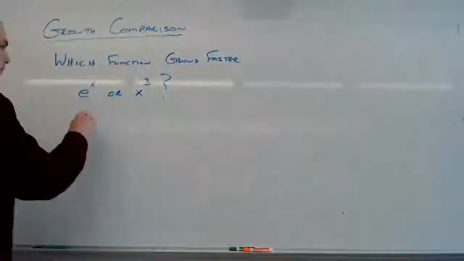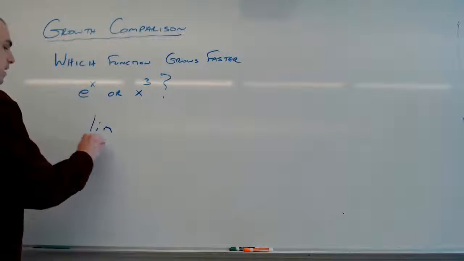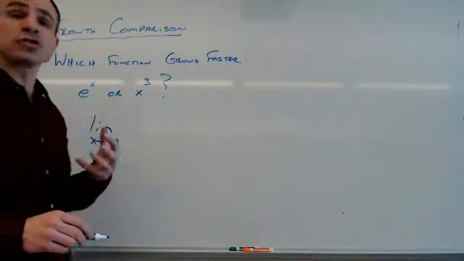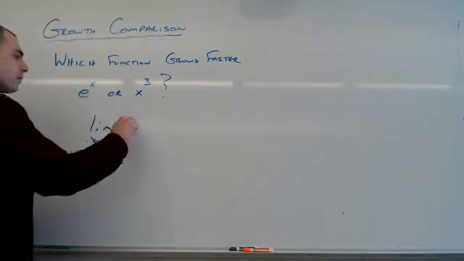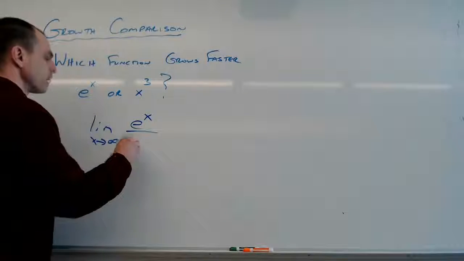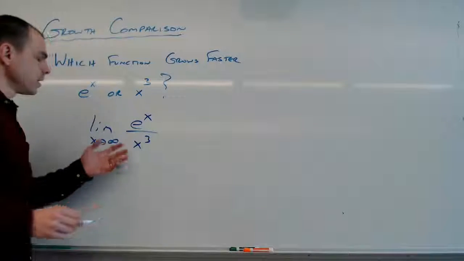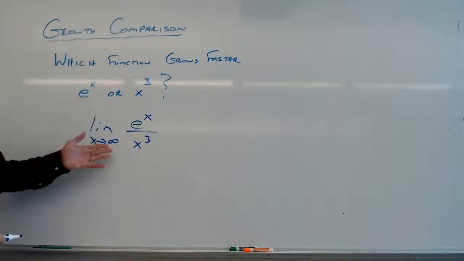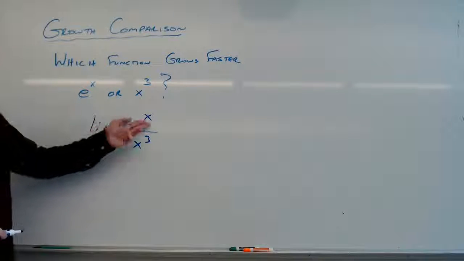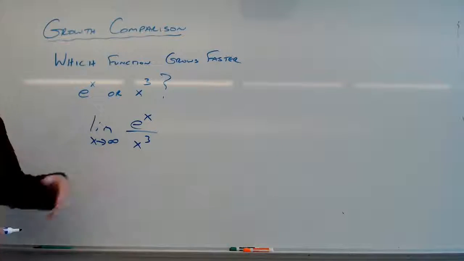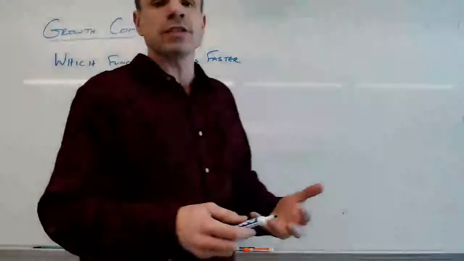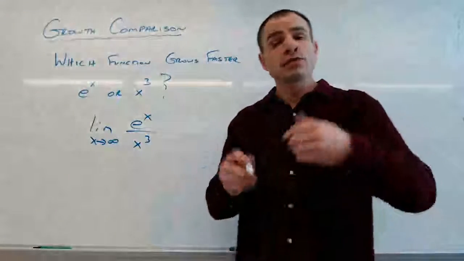So if we take the limit as x approaches infinity, because ultimately that's what we're interested in, extremely large values of x, we've got e to the x in the numerator and x cubed in the denominator. If we plug in a very large number, the numerator is heading towards infinity and the denominator is heading towards infinity, so that gives us an indeterminate form. So let's use L'Hopital's rule.